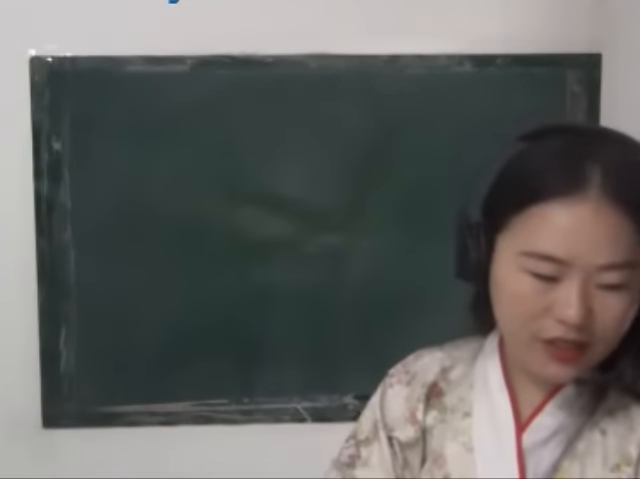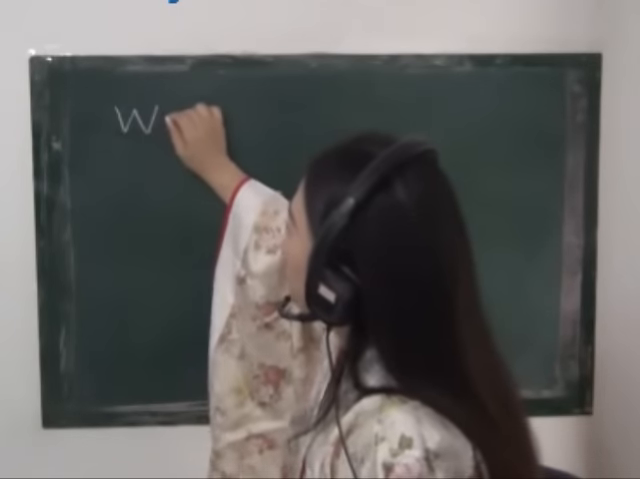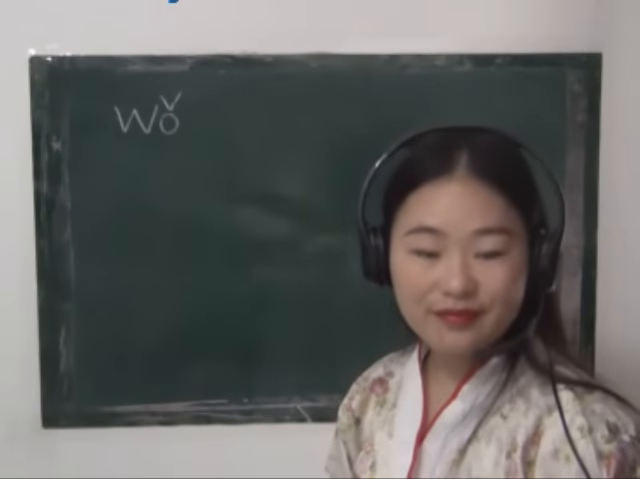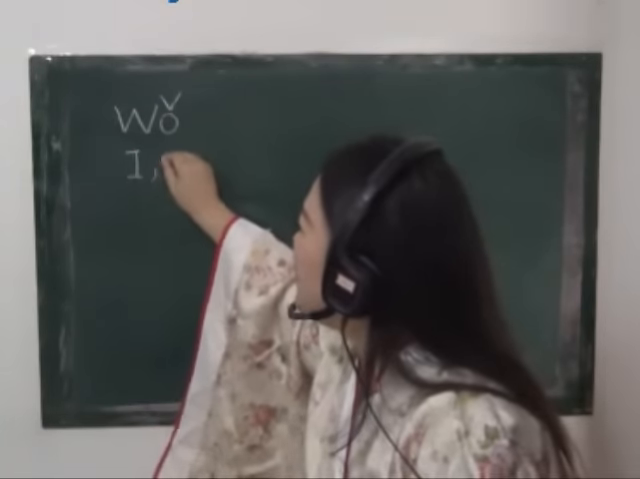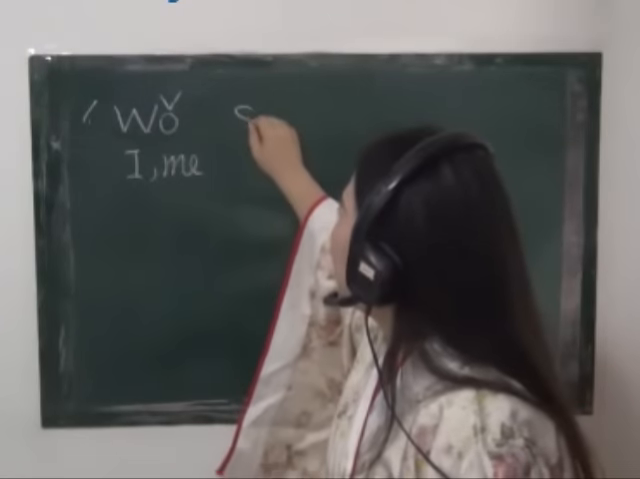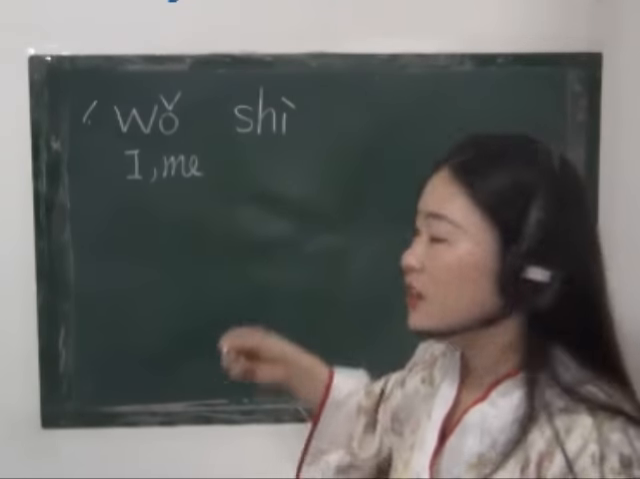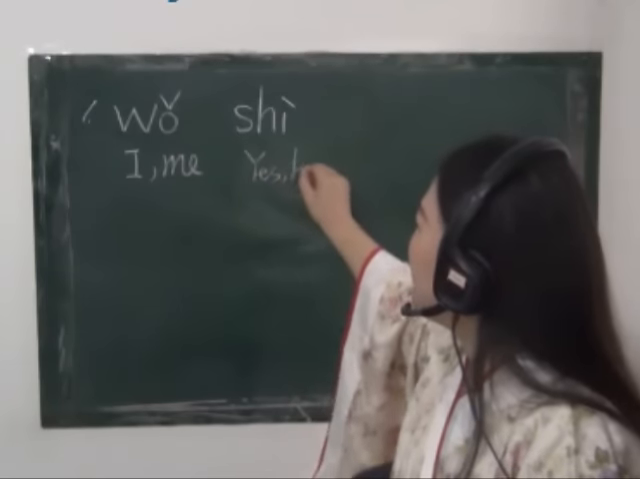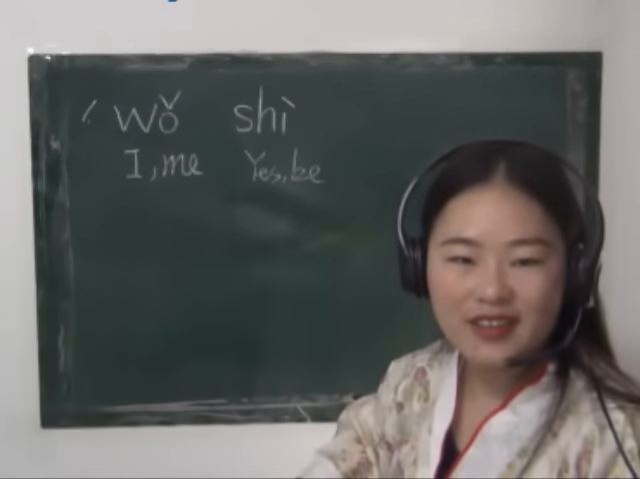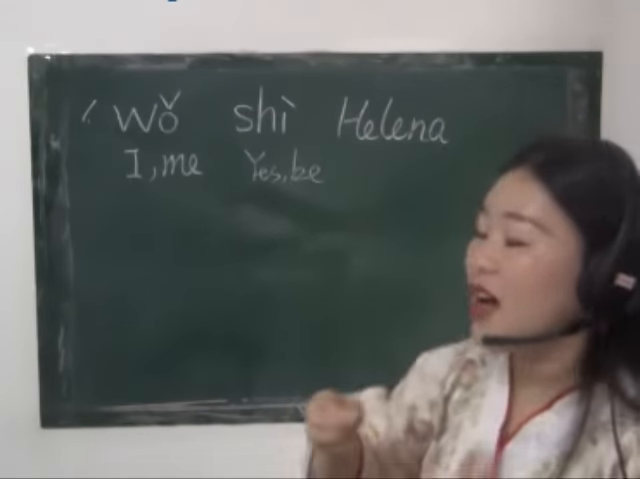So, I will give you a word. You can try to read it by yourself first. Okay, see here. This is initial w, o, and third tone. This is 我, it means I or me. Okay, see the second word, this one. Last tone, that is 是, it means yes or be. So 我是, I am. Good. And for me, I can say 我是 Helena. That means I am Helena.